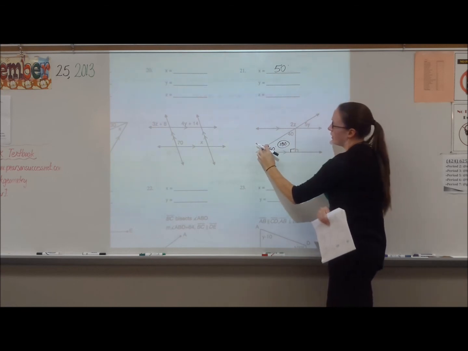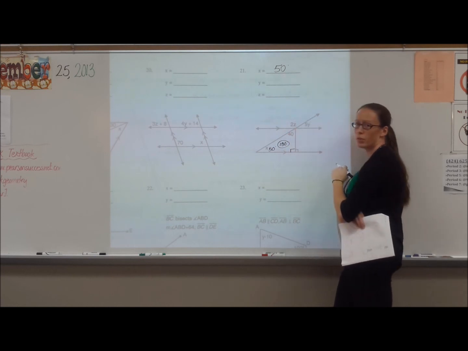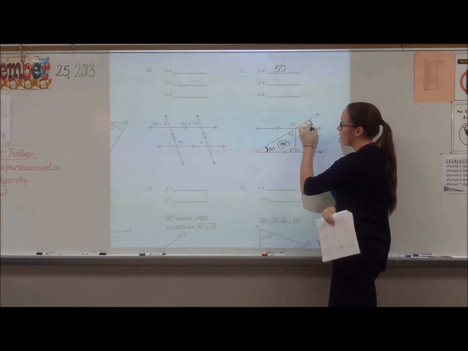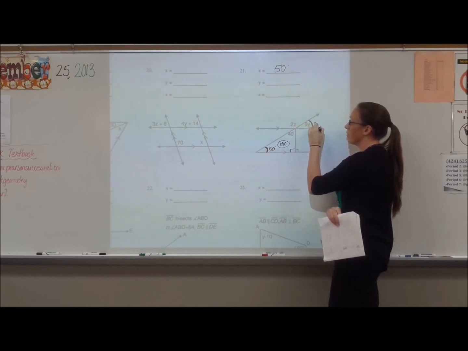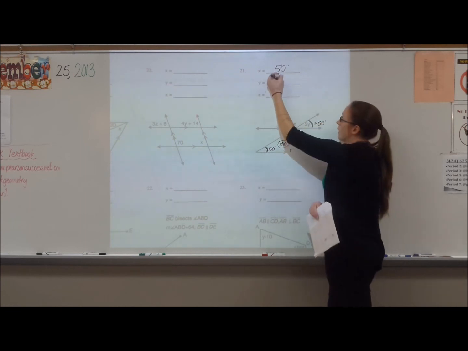If x is 50, let's slide up the transversal. If this is 50, the corresponding angle must also be 50. 5y equals 50, y is 10.